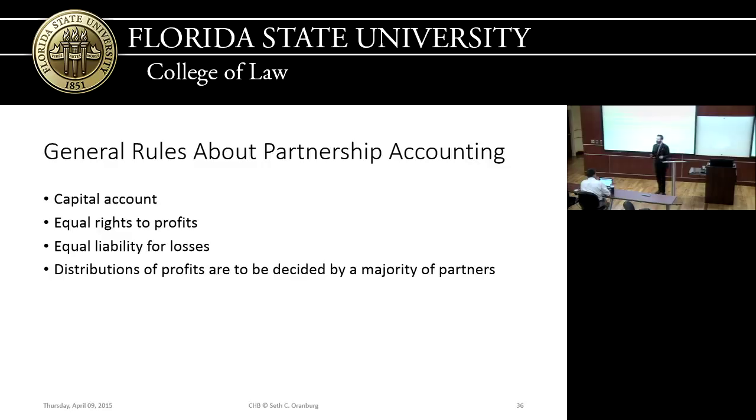Importantly, distributions do not happen automatically. So the partnership makes money. It has its own separate bank account. It has its own separate entity status. And then this money is sitting out there. What happens with it? Well, the partners have to decide when to distribute it.